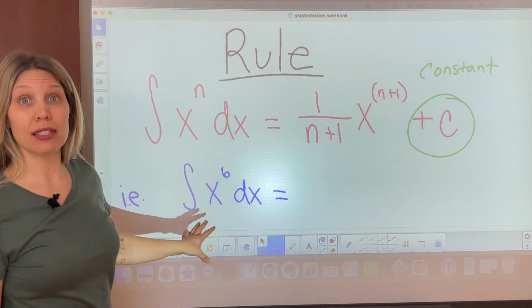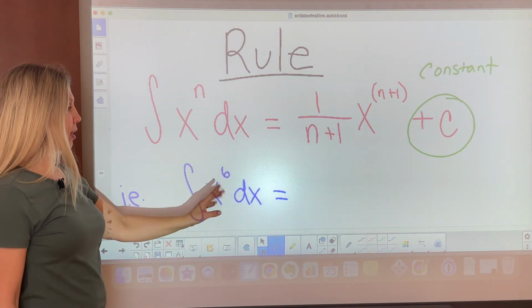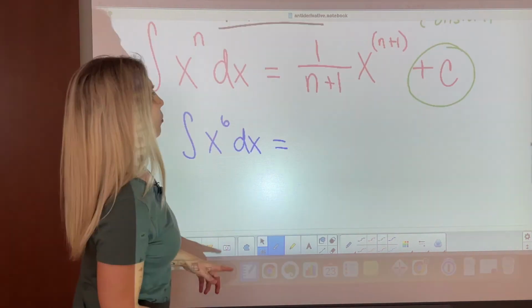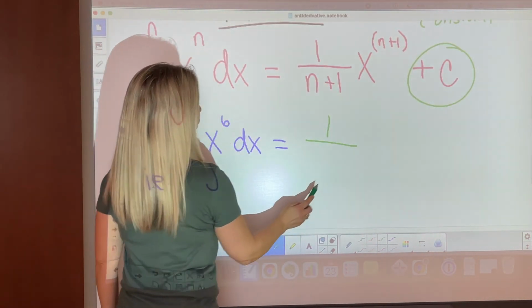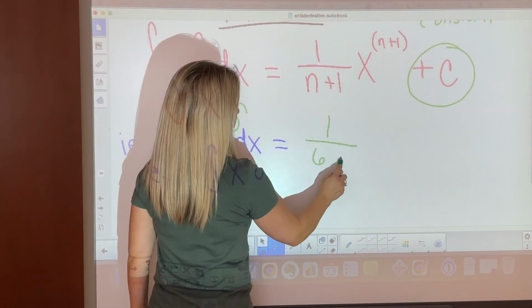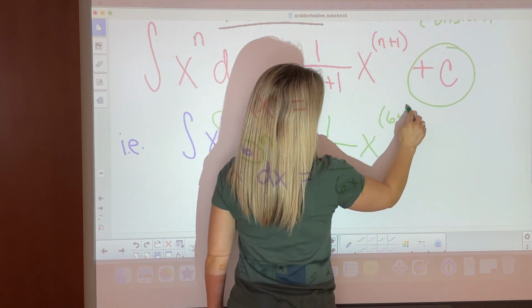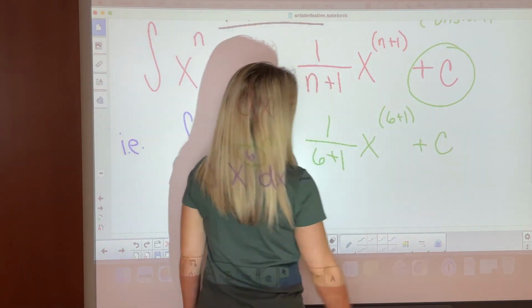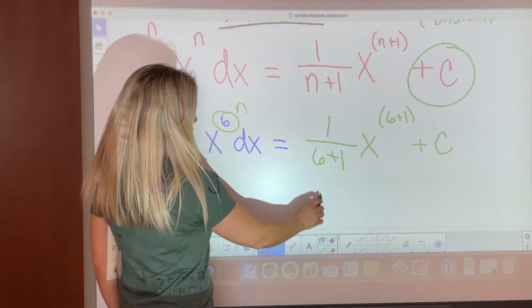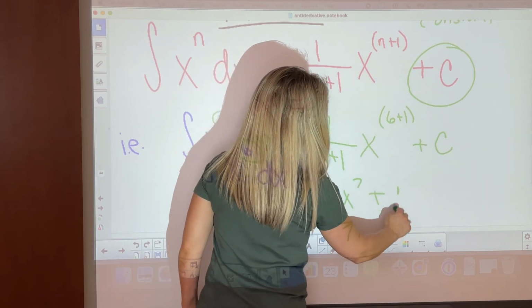So let's look at this example down here. If I wanted to integrate x to the 6th dx, what do I do? Well, I'm going to take 1 over, this is my n value, so I'm going to do 6 plus 1, x to the 6 plus 1 plus c. Now, of course, you can do this in one step. I'm just showing you. So this would be 1/7 x to the 7th plus c.